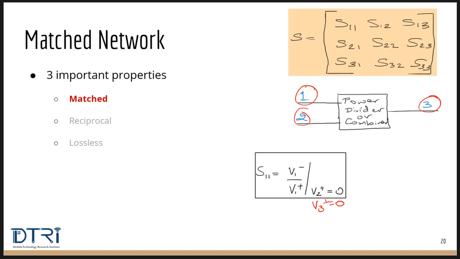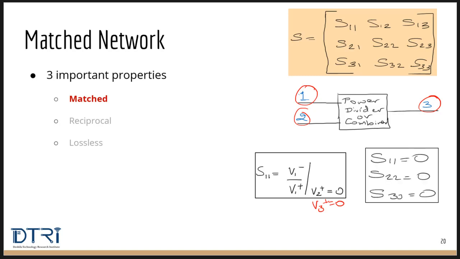This means that the port 2 and port 3 should be terminated with matched loads. This means the ports are matched to Z0. Similarly, for other two ports, we get values of S22 and S33. So to generalize, matched means no reflected wave. Thus, when port 1 is matched, then V1 minus is 0, which means S11 is 0. Similarly, when port 2 is matched, that means V2 minus is 0, which means S22 is equal to 0. Similarly, when port 3 is matched, it means V3 minus is 0, which means S33 is equal to 0.